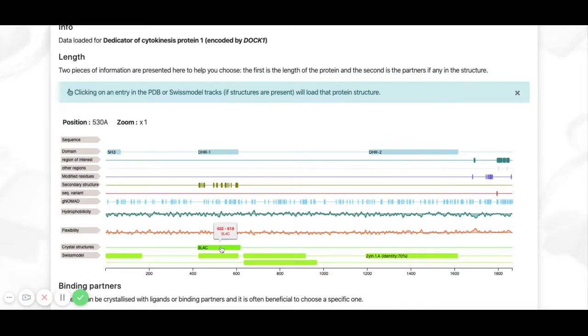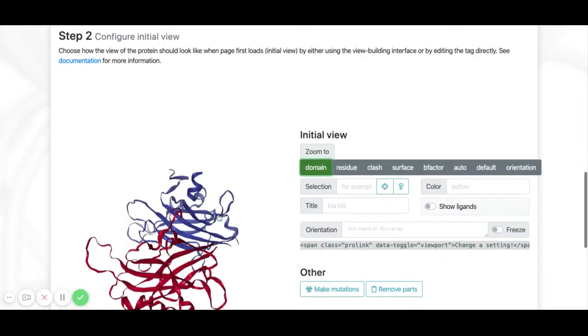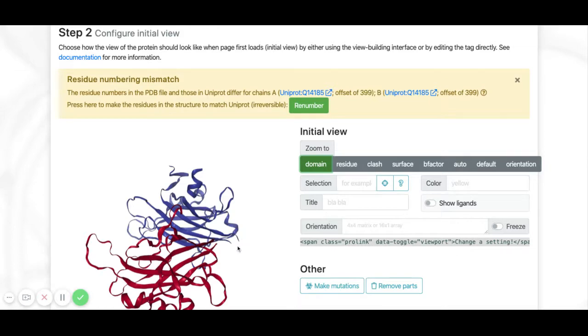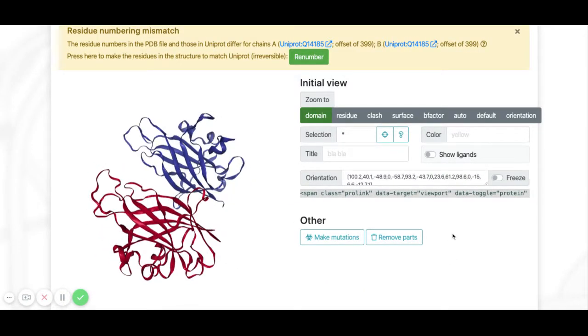And over here in green, we have crystal structures, and below it over here, we have Swiss model structures. These are threaded models based on crystal structures. That is, someone solved the crystal structure of a close homolog, and SwissProt generated models for this. So let's load the crystal structure. So now we've got our nice crystal structure, and we see that there's 2 bits, and we've got a warning up here.